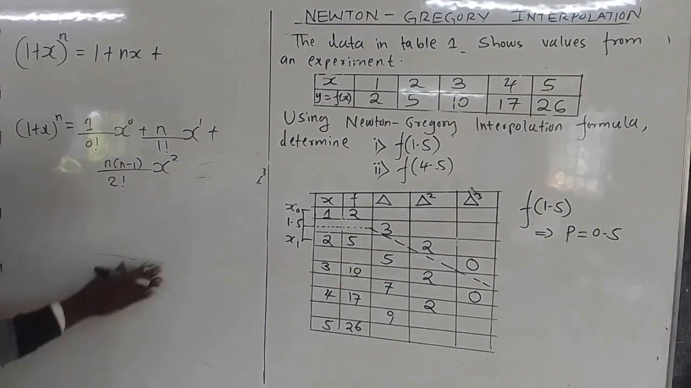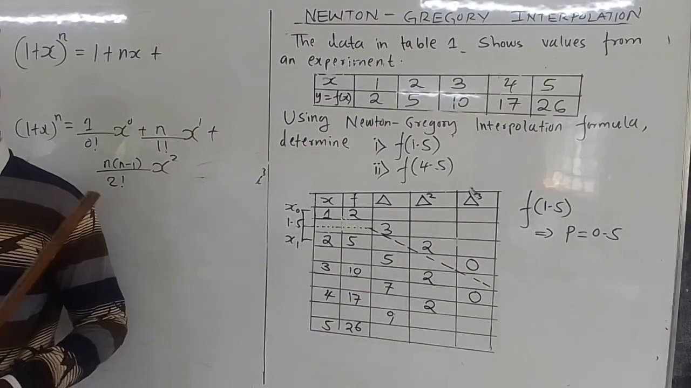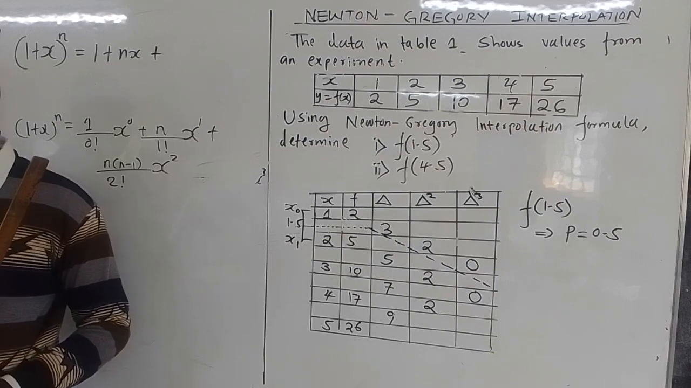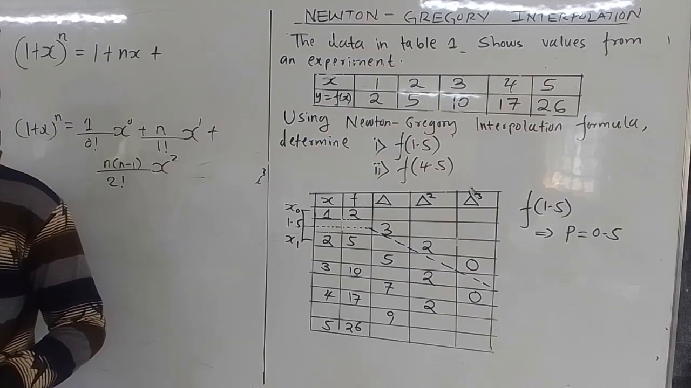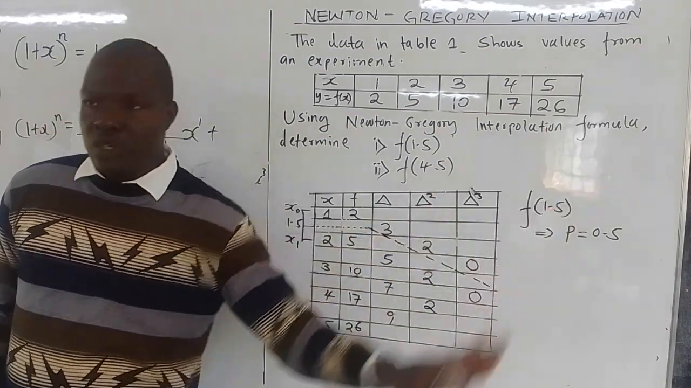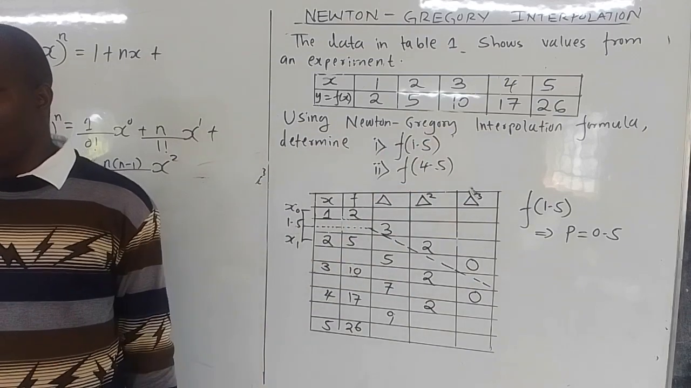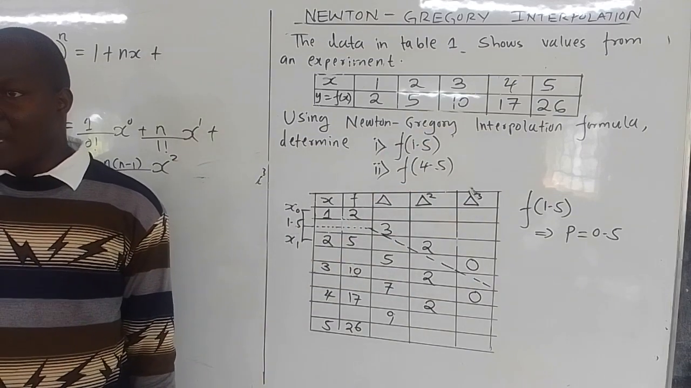We will reach here according to the finite difference table, isn't it? Are we together? According to the finite difference table, anything past delta squared will be zeros, meaning they will not be working. They will go to zeros, all of them. Okay? Are we together? Yes.